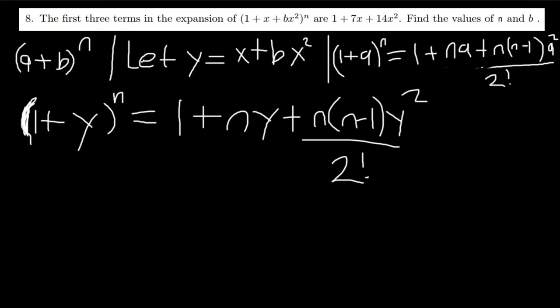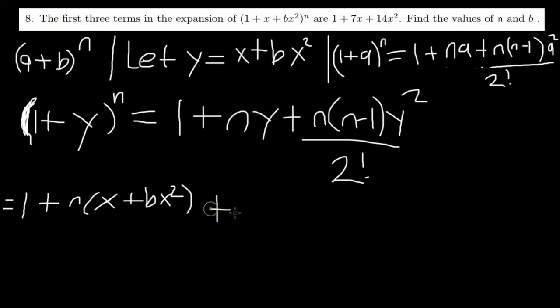So we all know that we just said y is equal to x + bx². So while there is y in this expansion, I'm going to put x + bx². So where there is y, I'll put that. This will give me 1 plus n open brackets, while there is y, I'm putting x + bx², x + bx².